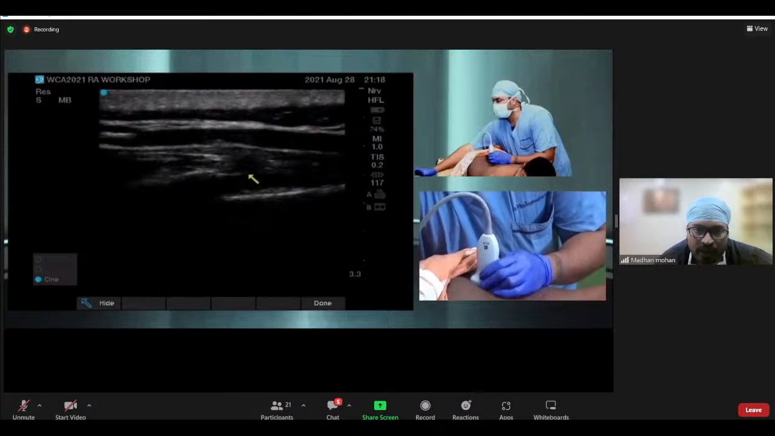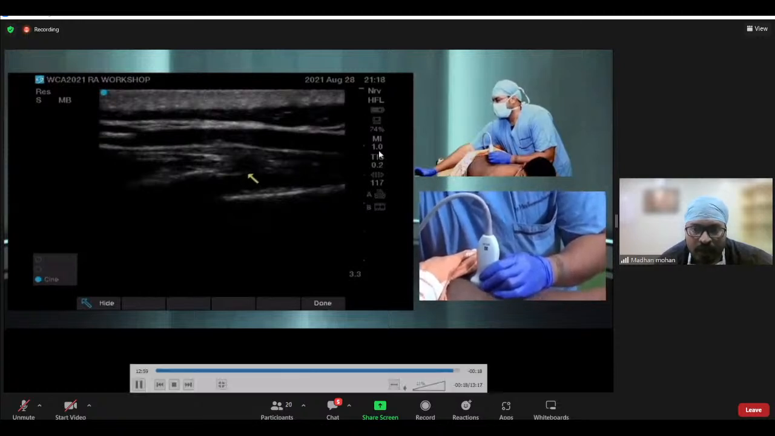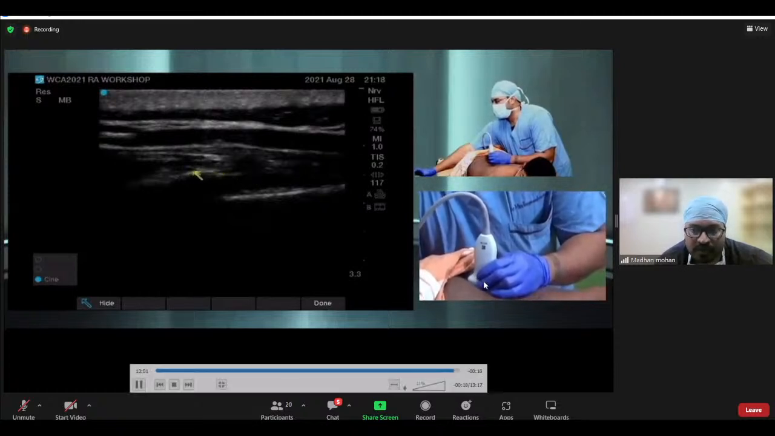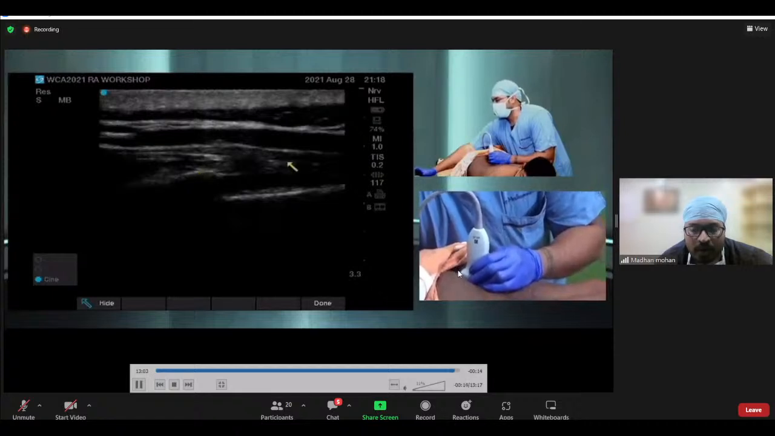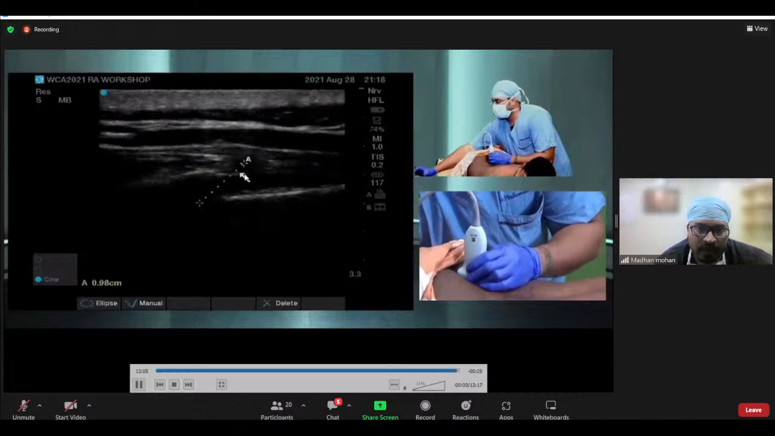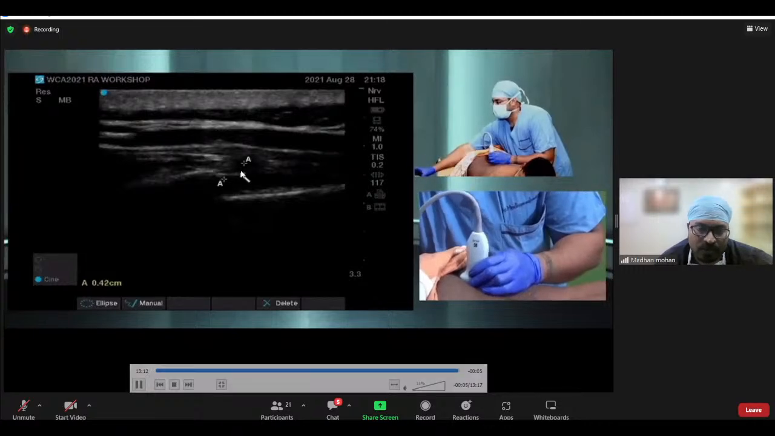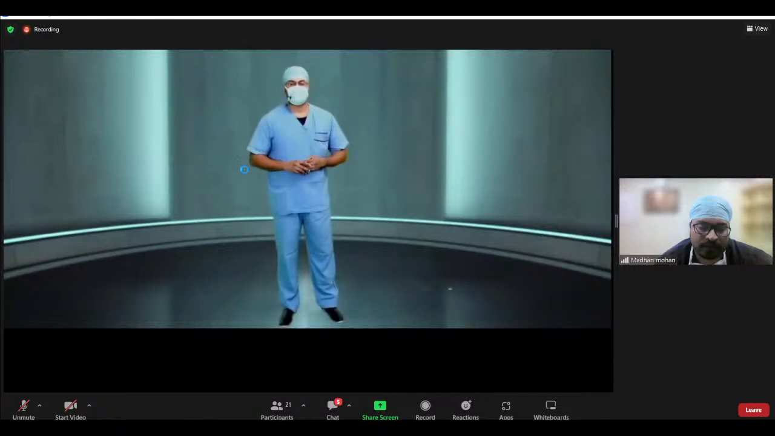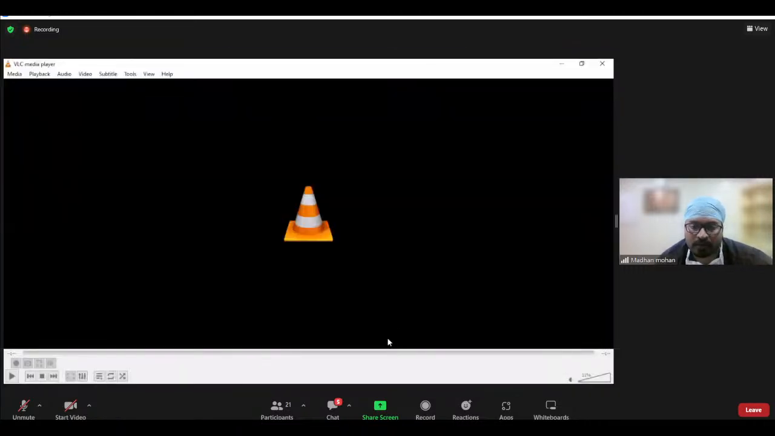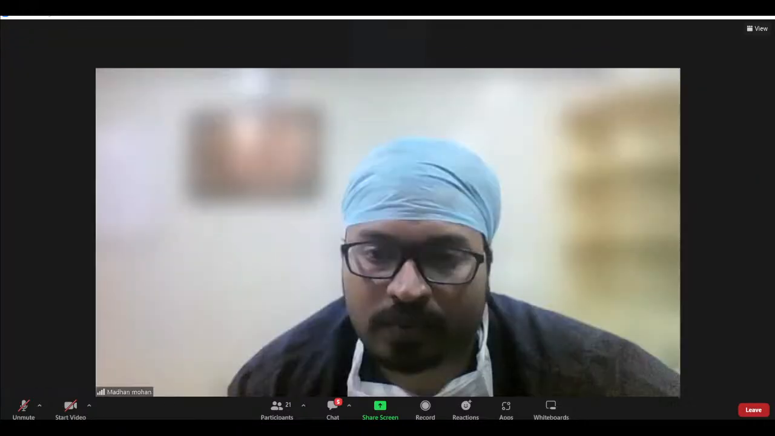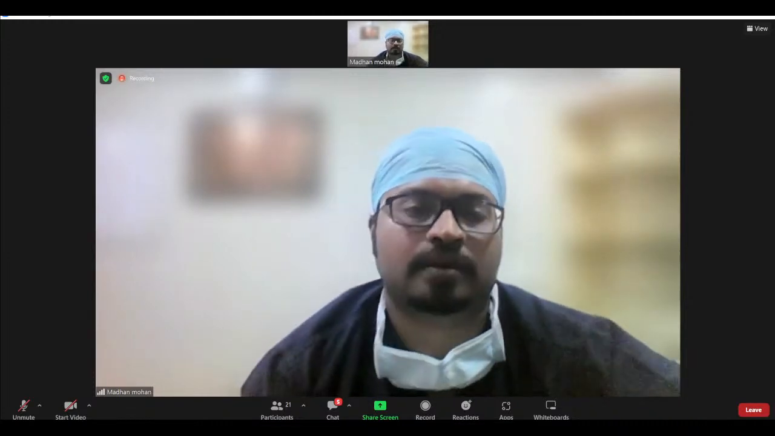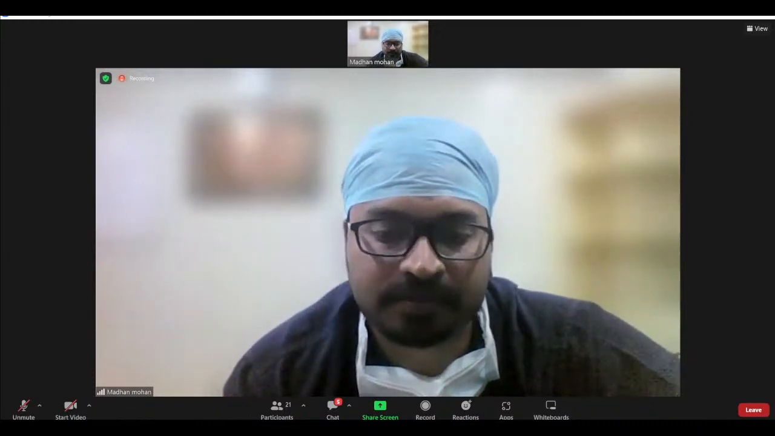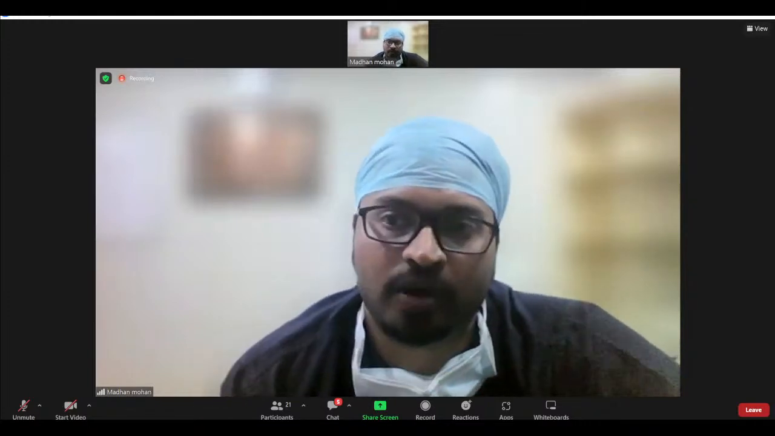So if you are doing the block in this particular view, this will be the end point of this probe, and you put the needle from caudal to cephalad. So your needle will be coming all the way from here to here, okay? And by making use of this caliper, I'm just demonstrating what will be the trajectory of your needle, right? I hope I have completed the lumbosacral ultrasonography for neuraxial blockade.